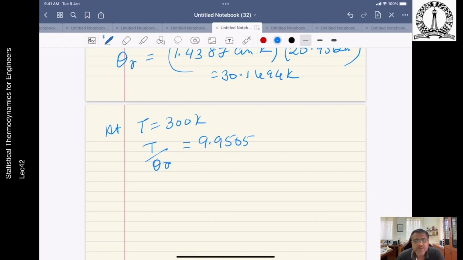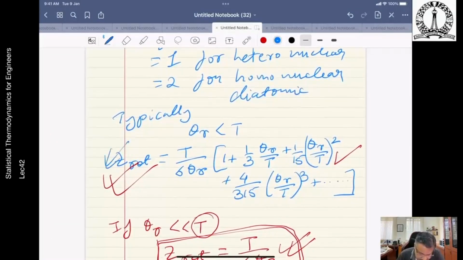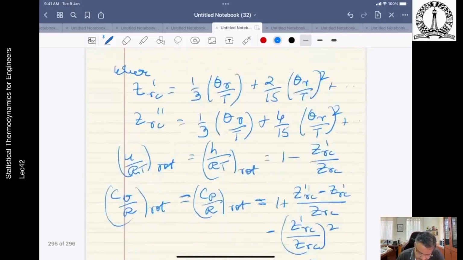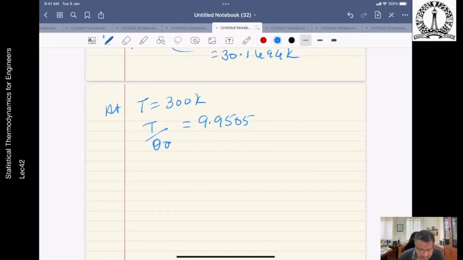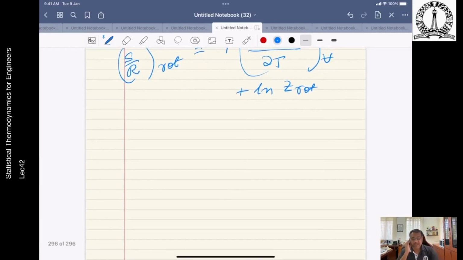Okay, so using that, the rotational contribution will be equal to, so the expression will be something like this. You have to use this because it is less than 10. Okay, so you can find out this S by R rotation is equal to T, is the entropy, rotation divided by dT at constant V plus ln Z rotation. So Z rotation, then you can basically use the expansion, and you take the first derivative, which needs to be, that means the correction terms need to be evaluated.